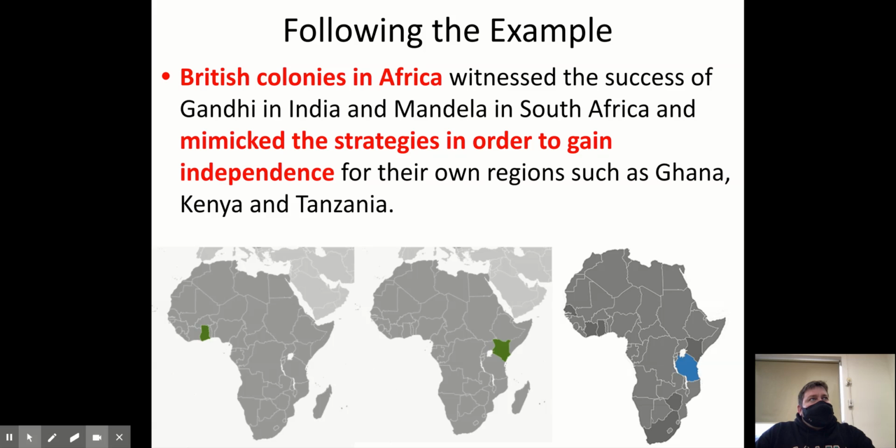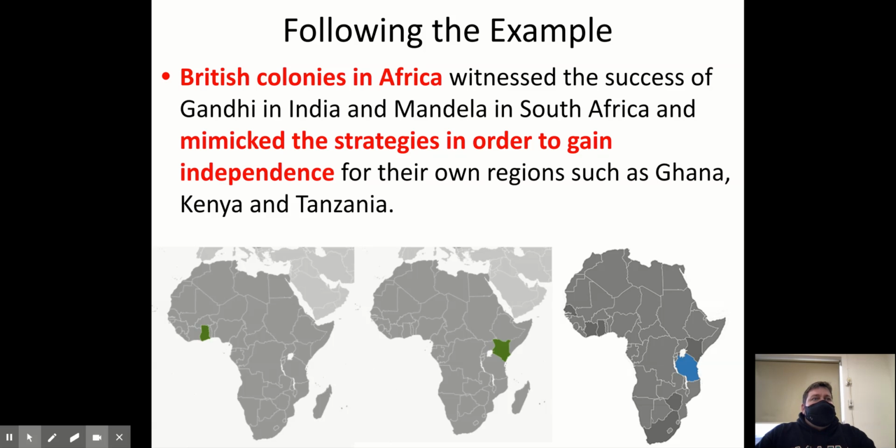The interesting thing here is, we've gone over India, we've gone over South Africa. And the reason we do this is because those two places bring forward the different examples of how to go about independence movements. In the case of India, we saw nonviolent protest and civil disobedience and things like that. And in South Africa, you saw a combination of both.